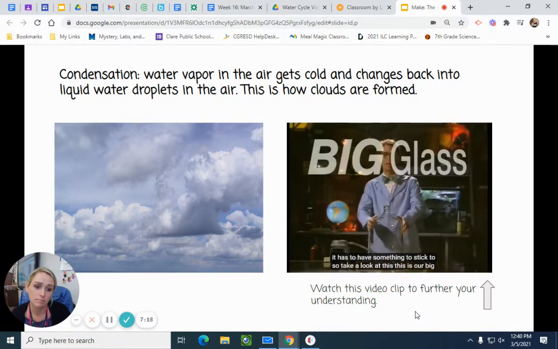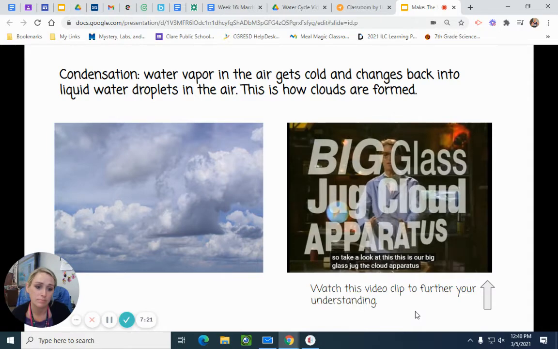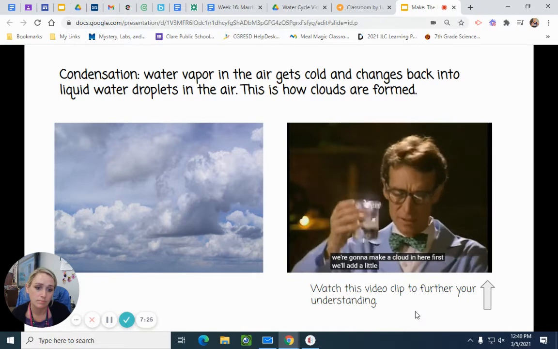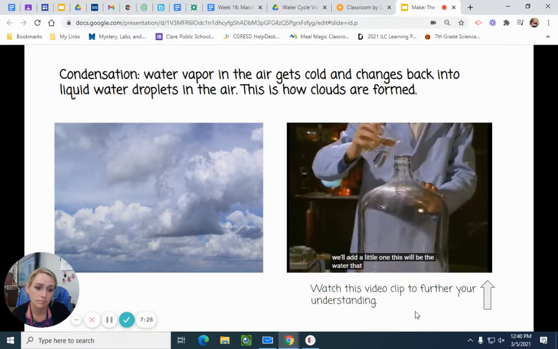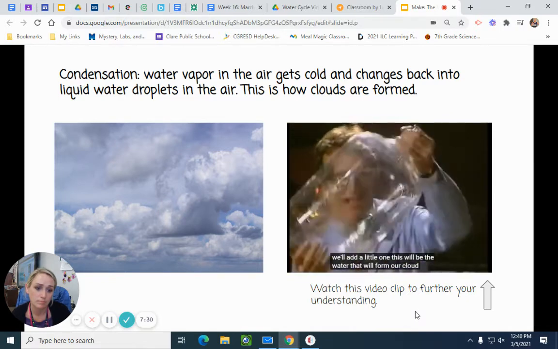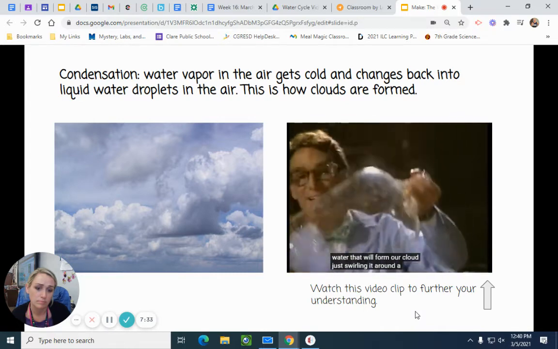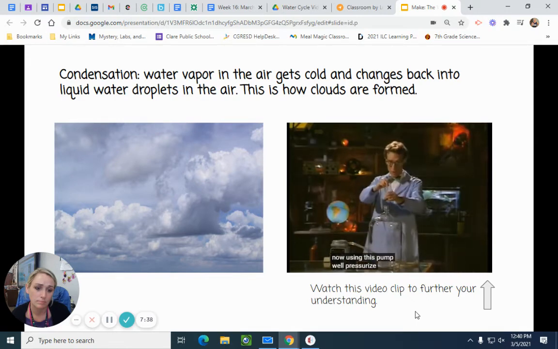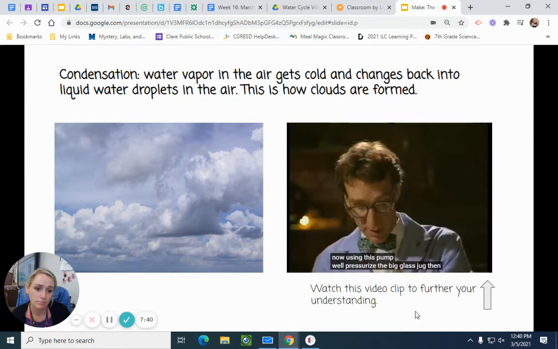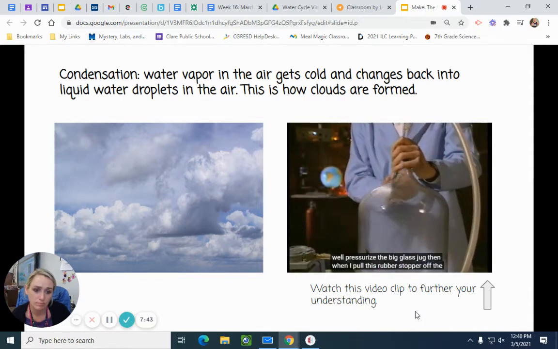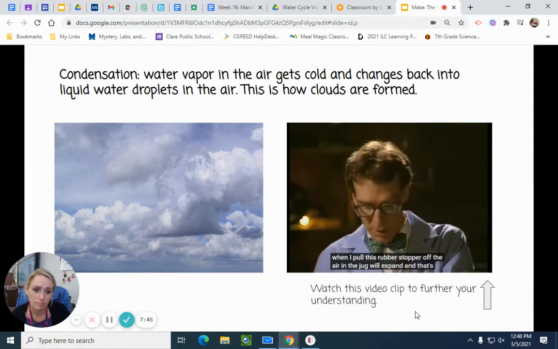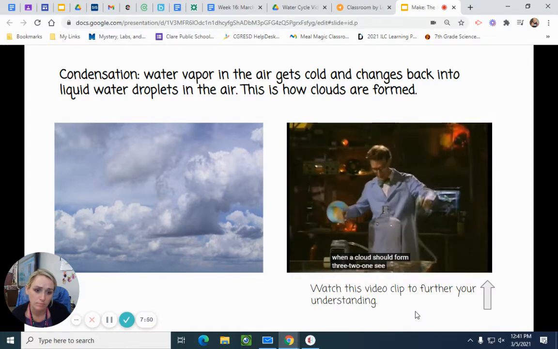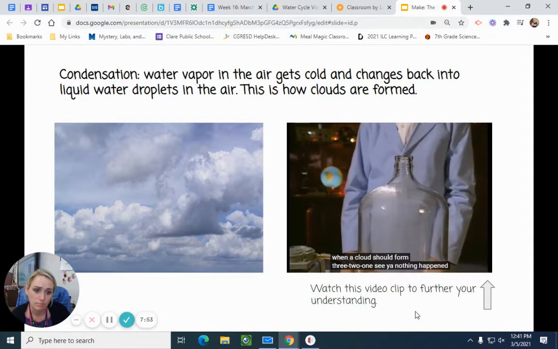So take a look at this. This is our big glass jug cloud apparatus of science. And we're going to make a cloud in here. First, we'll add a little water. This will be the water that will form our cloud. Swirling it around a little. Now, using this pump, we'll pressurize the big glass jug. Then when I pull this rubber stopper off, the air in the jug will expand. And that's when a cloud should form. 3, 2, 1. See, nothing happened.